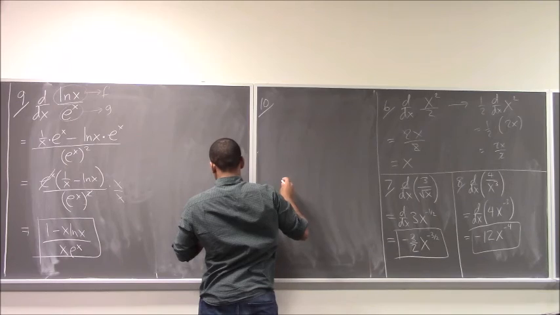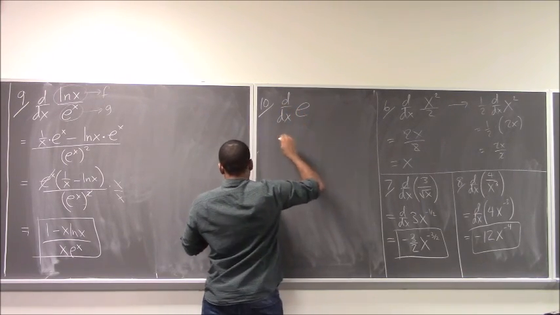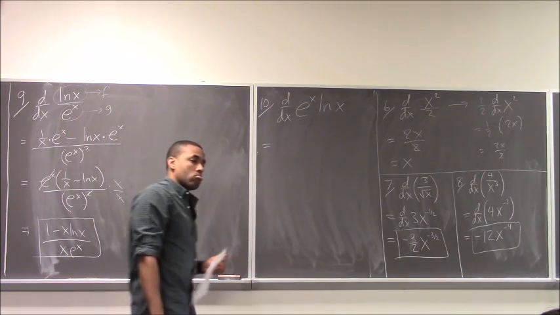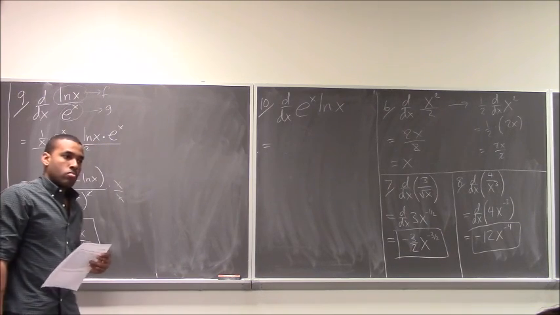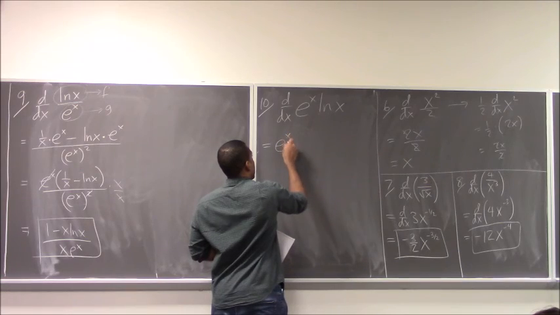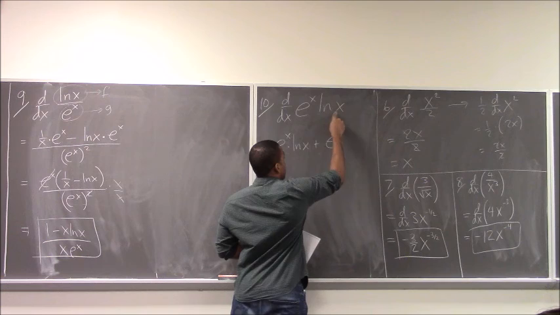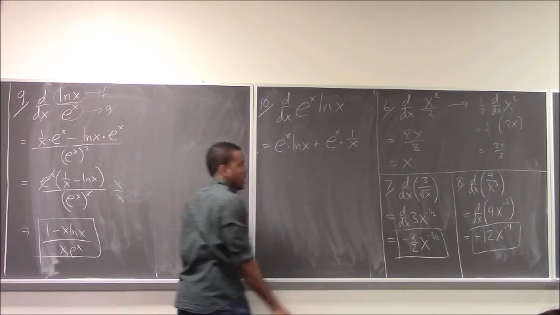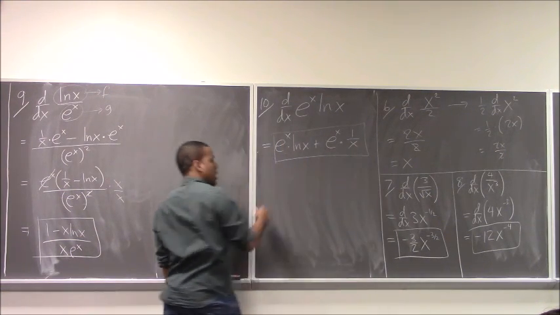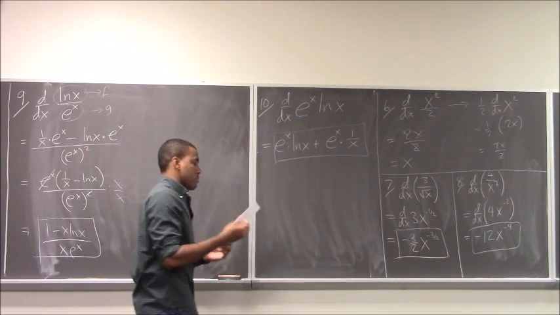Let's look at 10. Derivative of e to the x ln x. Product rule. So differentiate the first one, leave the second one alone, plus you leave the first one alone, differentiate the second one, and you have that. And again, you could factor out the e to the x if you want, but it's not necessary here.